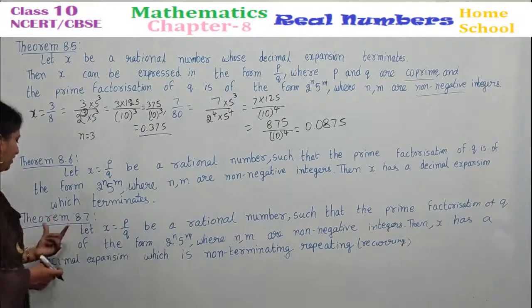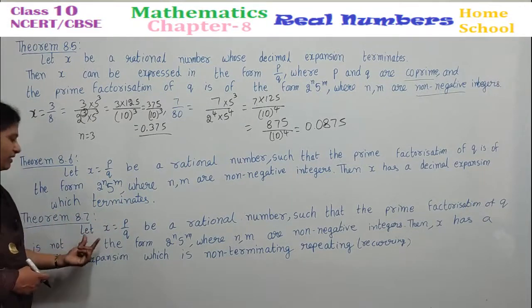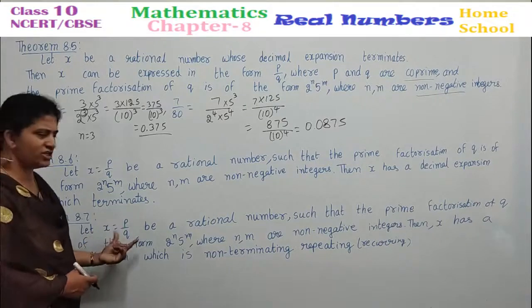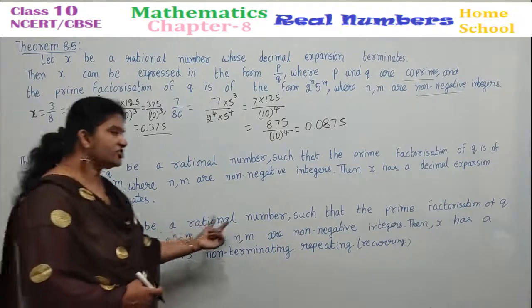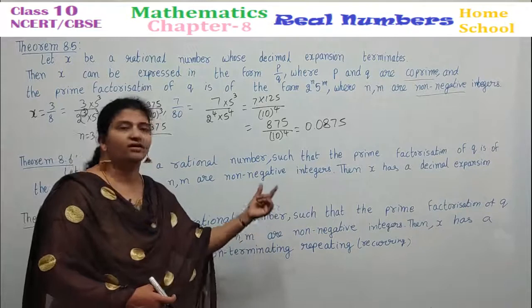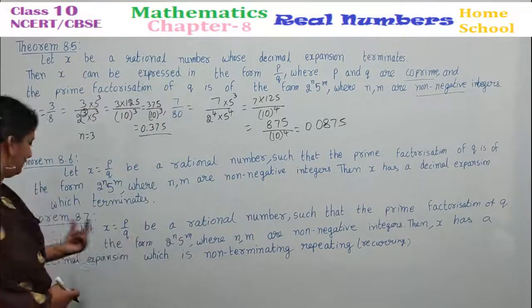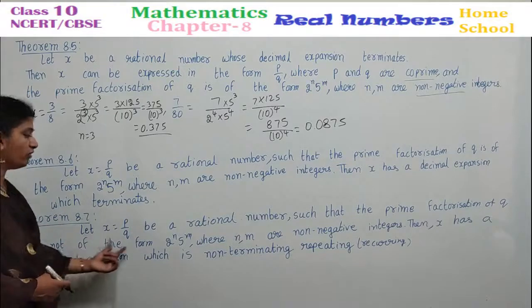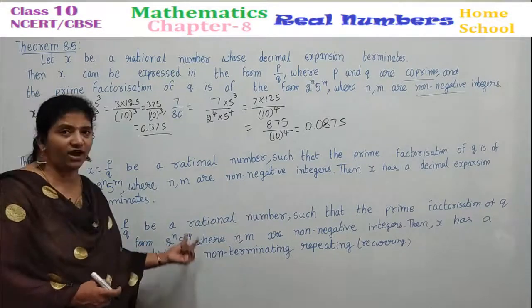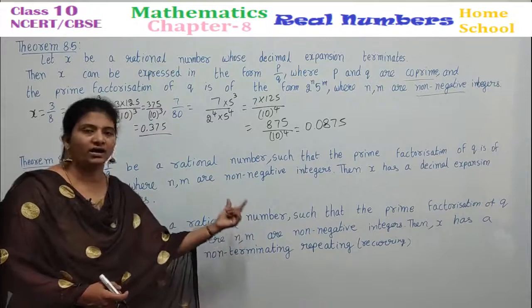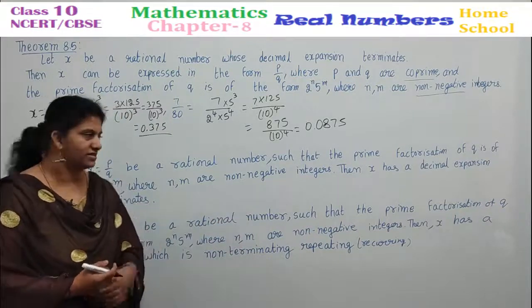See the next one, Theorem 8.7. Let x is equal to p by q. Again, it is a rational number, such that the prime factorization of q, meaning the denominator, is not of the form 2 power n and 5 power m, where n, m are non-negative integers.